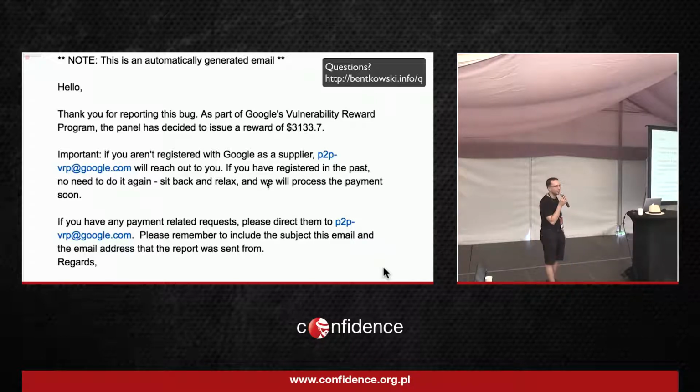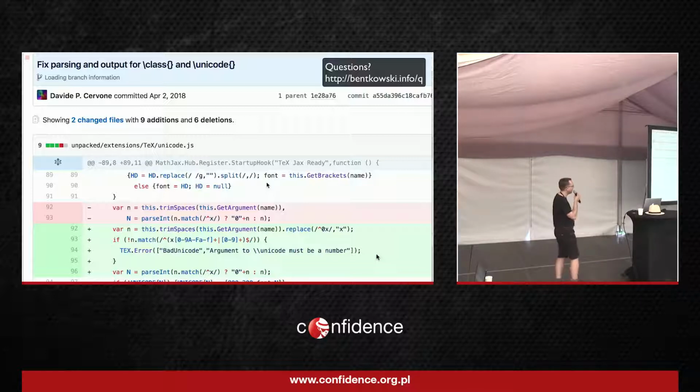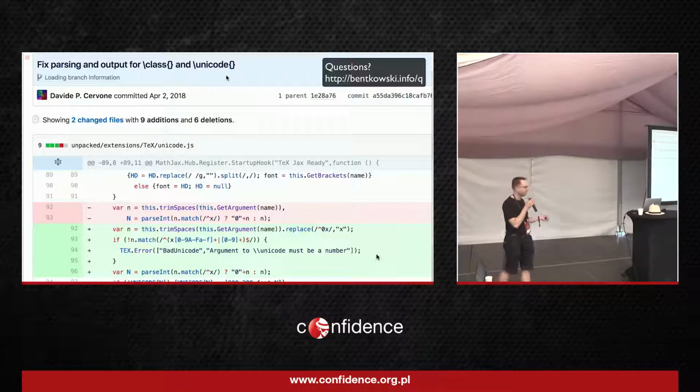So to summarize, I had an XSS in Google Colaboratory application thanks to XSS in MathJax library. The MathJax library was fixed, so if you use MathJax in any of your applications, then please upgrade it. The author didn't actually say over here that it fixed the XSS issue. It just fixed parsing and output for class and Unicode. However, it did fix the XSS issue. I was able to confirm that some other website on the internet that used MathJax was vulnerable to the XSS the same way that Google was. So please update MathJax if you use it.